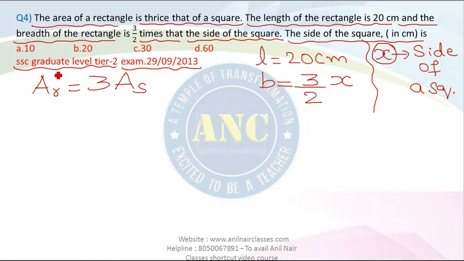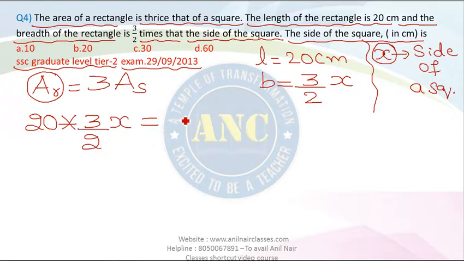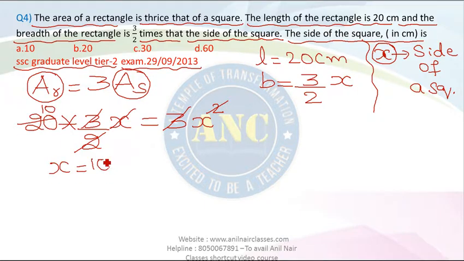Now can I say that the area of the rectangle is length into breadth. Length is nothing but 20. Breadth is nothing but 3 by 2 times x. This is nothing but 3 times the area of the square. The area of the square is side squared, so side is x, x squared. One x will cancel. 3 will also cancel. 2 into 1, 2 into 10. You are left with x is equal to 10. Answer for this question. Did I make any mistake here, sir?